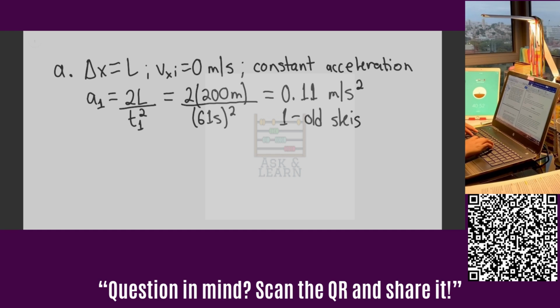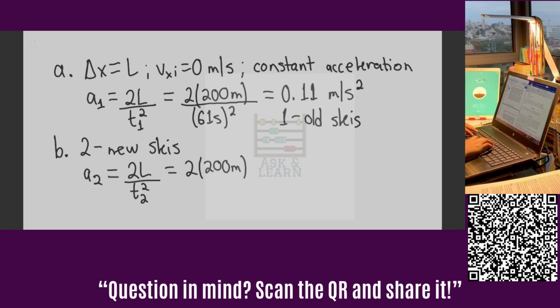For part B, we want to find the acceleration of the new pair. So we can say that the subscript 2 would be for the new skis. And we can say a sub 2 would then be equal to 2 times L over t sub 2 squared. This is equaling, again, 2 times 200 meters. However, here it would be divided by 41 seconds quantity squared. This is giving us 0.23 meters per second squared.